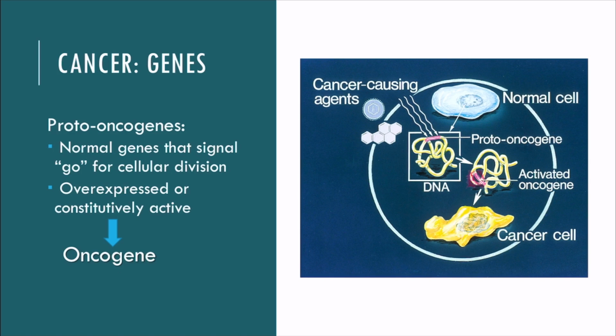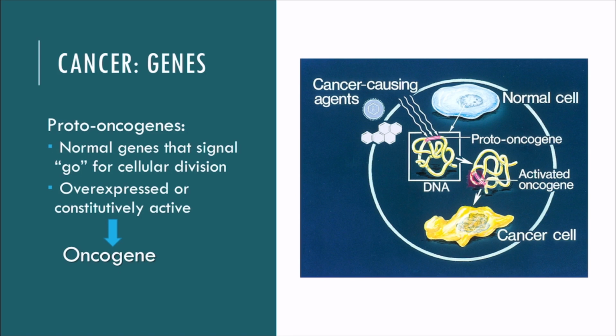It is a gene that signals that the cell should divide. So it says in your notes, it's the go signal for cellular division. So a proto-oncogene is a key gene to regulate cell growth and differentiation. It tells it when it's time to divide. And that's a really important signal for a cell to get to know when to do that.